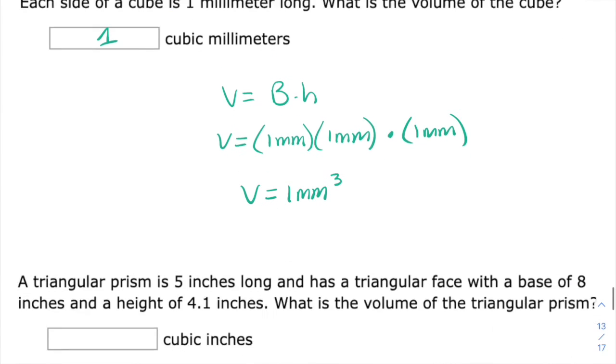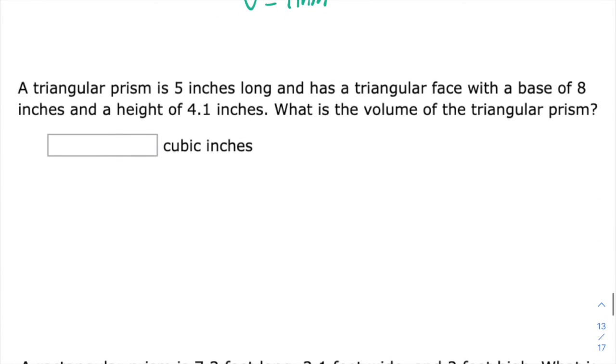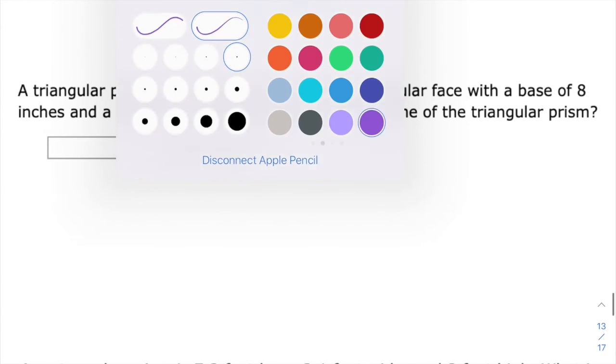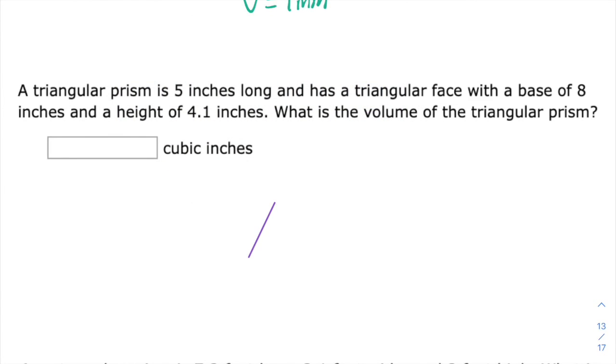All right, the next one. A triangular prism is 5 inches long and has a rectangular face with a base of 8 inches and a height of 4.1 inches. What is the volume of the triangular prism? Okay. So this one, if you want to draw it out, you can. Maybe that's probably the best way to do this, but you don't have to. Okay, I'm going to draw out a triangle, and it's going to have a height.